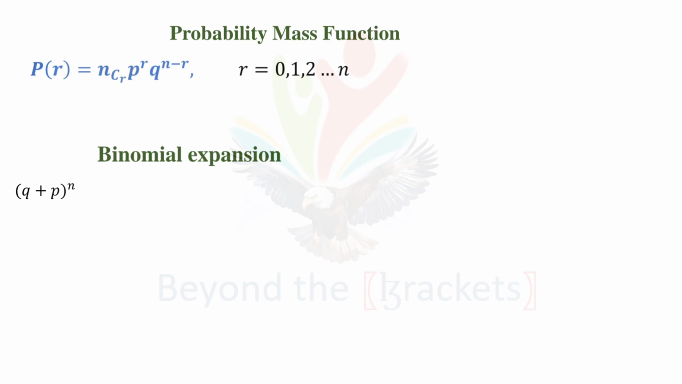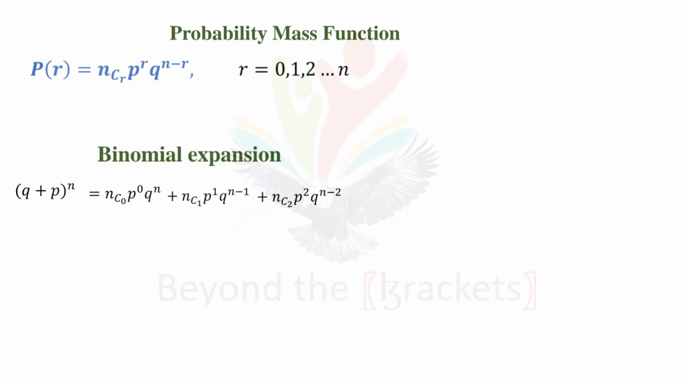Expanding this, suppose in the first case there are 0 successes, that means R is equal to 0. Using the probability mass function, we get NC0 p power 0 q power n minus 0. For the second case, suppose there is exactly 1 success, that means R is equal to 1. Using the probability mass function, we get NC1 p power 1 q power n minus 1. Similarly, if there are exactly 2 successes, we get R is equal to 2. So this becomes NC2 p power 2 q power n minus 2.